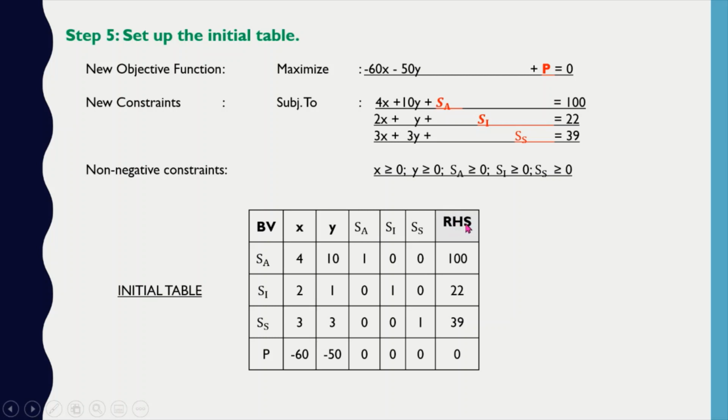So for our availability or available resources right here or right hand side, we have here for slack variable for assembly, this is 100. For inspection, we have here 22 available only. And for the storage space, we have here 39. And of course, our P right here, that is 0. So this is how we're going to set up our initial table based from our standard equation of our linear equation. Then we're going to have our step 6, in which we're going to select the pivot column.